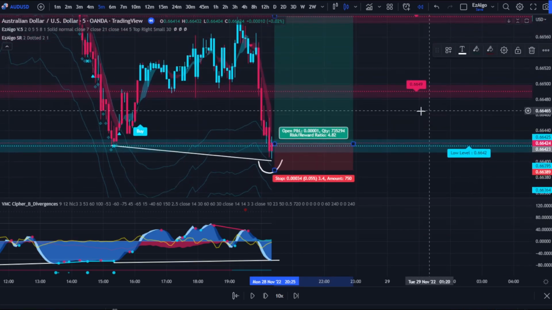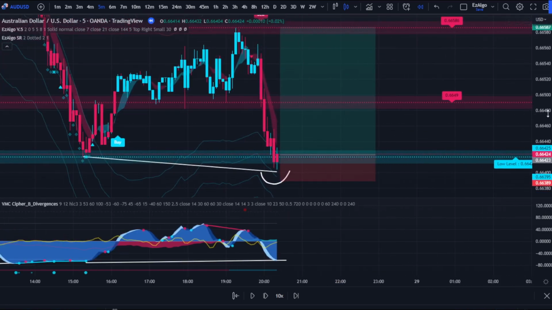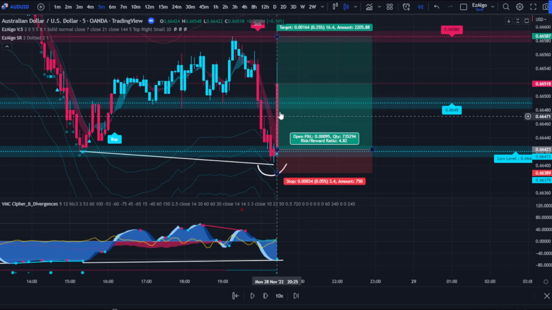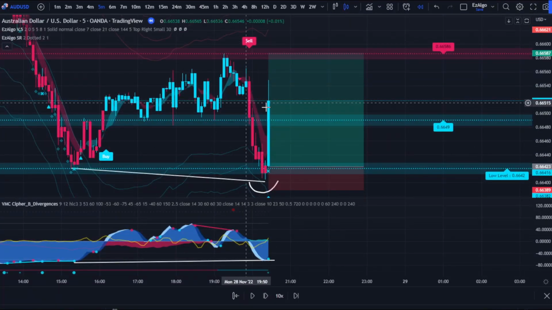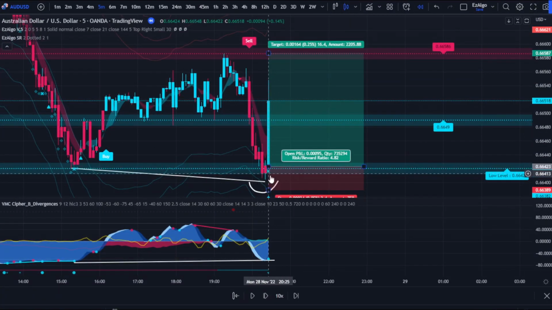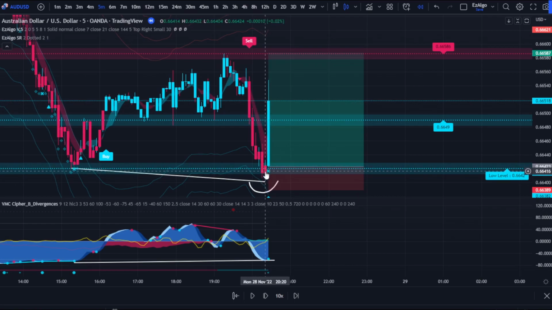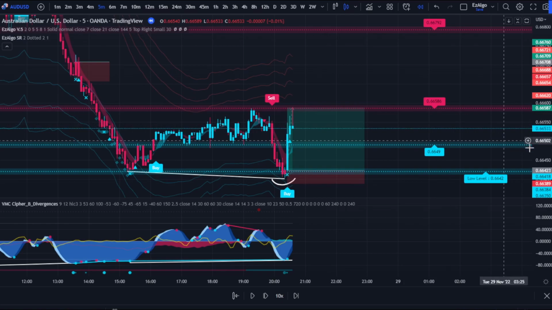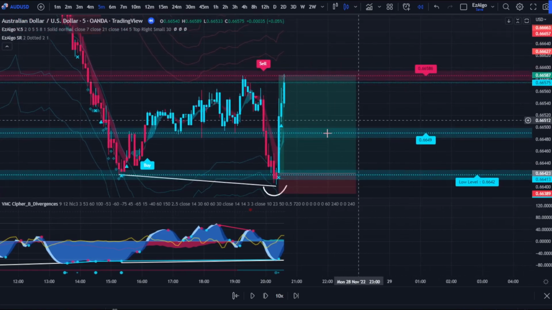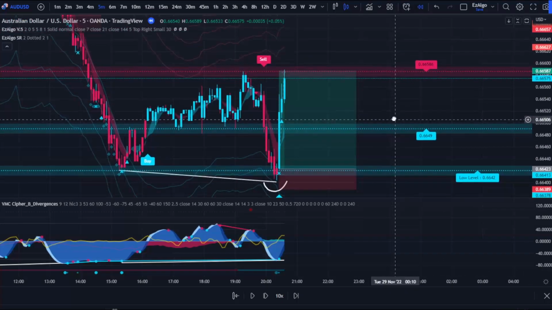If you want to wait for some more confluence, you could wait for an EzAlgo mild buy signal, which we get on the next candle, which is a huge bullish candle. But like I said, we would probably have already gone in on the closure of this candle, and we're still targeting that resistance level, and price smashes that take profit with a beautiful, almost 5 risk to reward ratio.